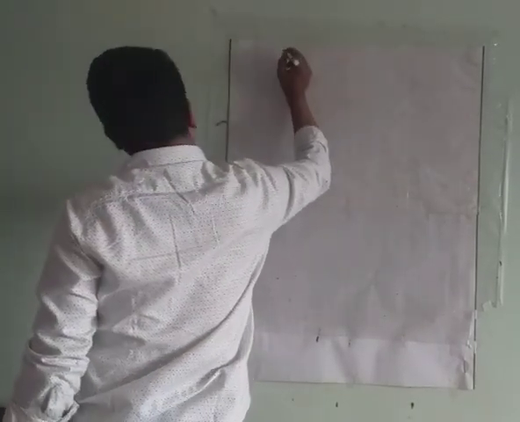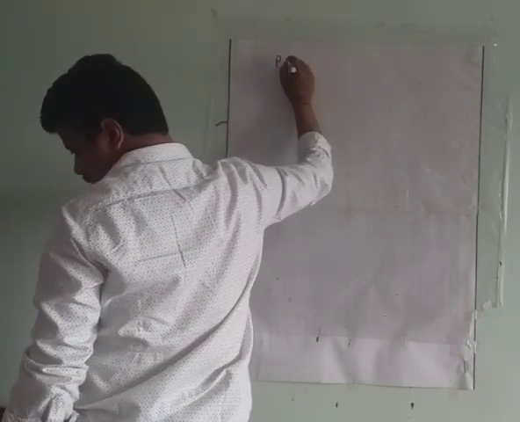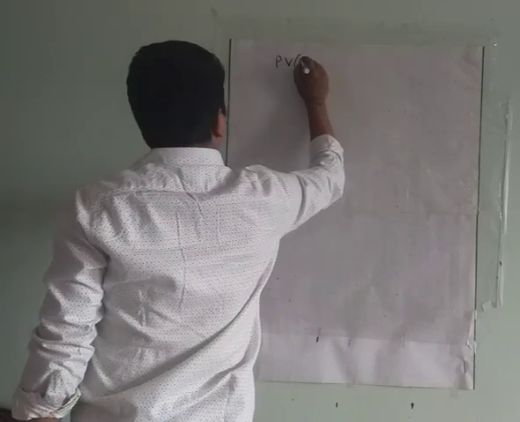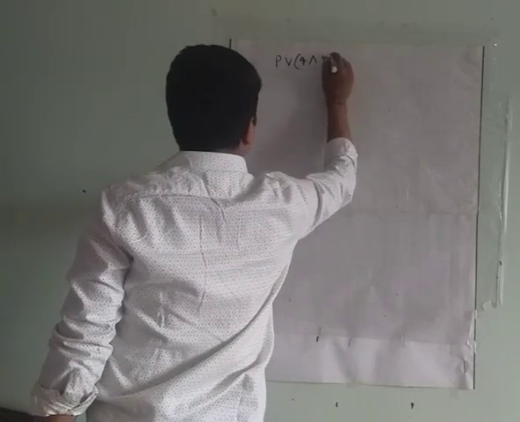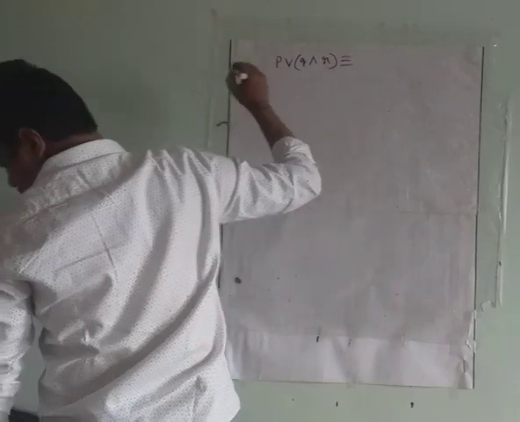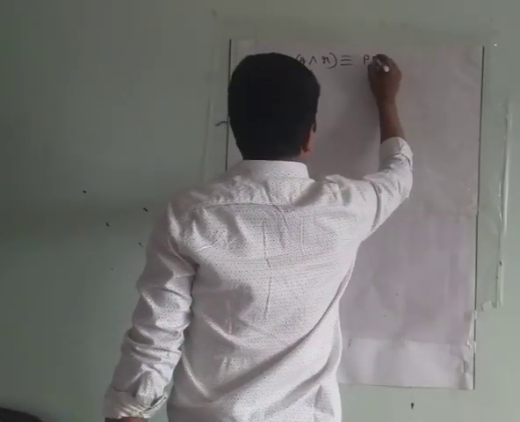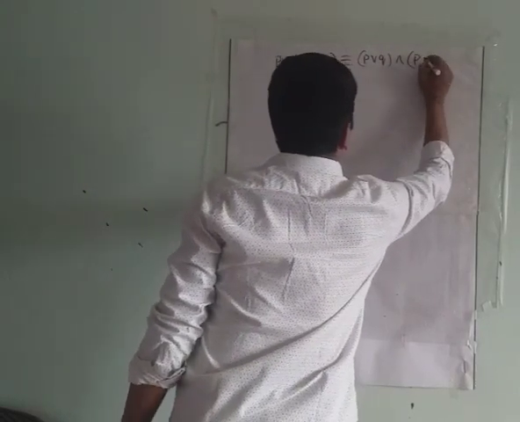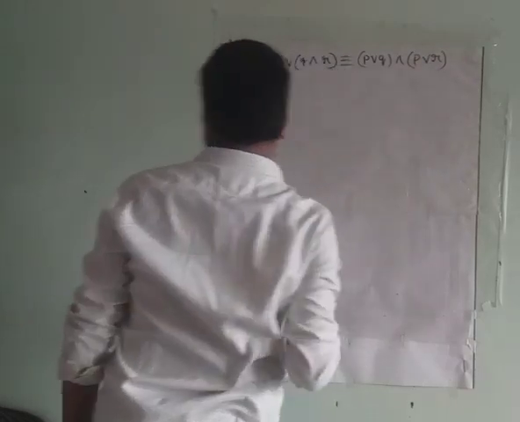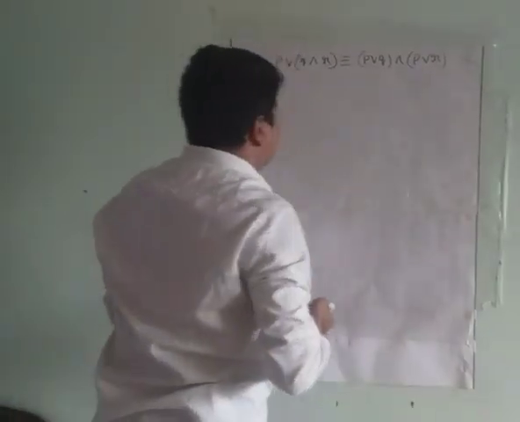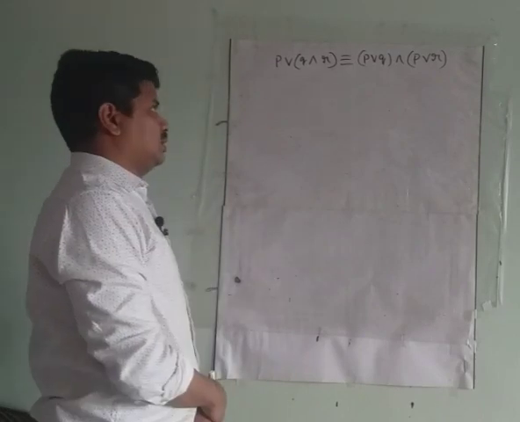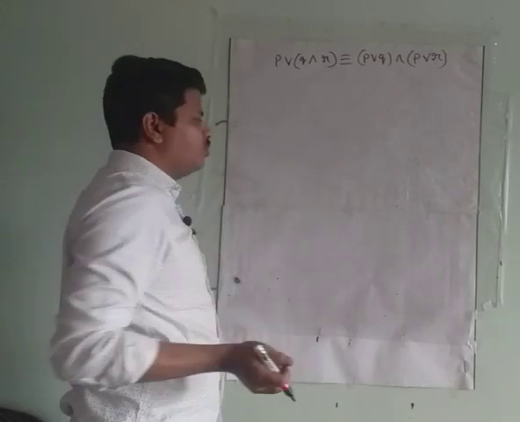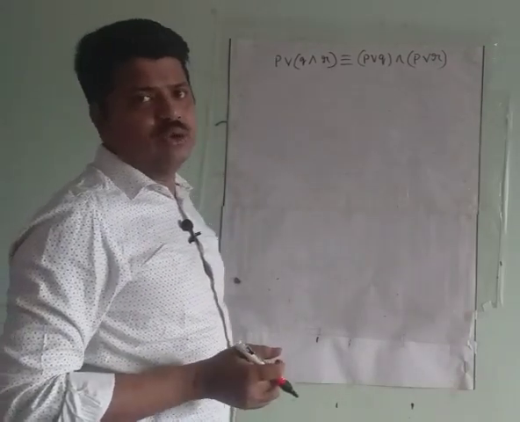You have to prove that P disjunction (Q conjunction R) is equivalent to (P disjunction Q) conjunction (P disjunction R). Again, you can see that we need 3 statements P, Q and R. Since 3 statements will be required, the number of rows will be 2 to the power 3, which equals 8.